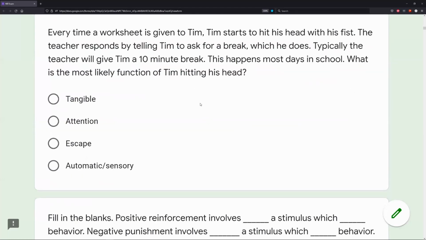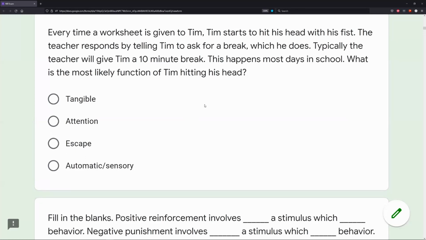Every time a worksheet is given to Tim, Tim starts to hit his head with his fist. The teacher responds by telling Tim to ask for a break, which he does. Typically, the teacher will give Tim a 10-minute break. This happens most days in school. What is the most likely function of Tim hitting his head?